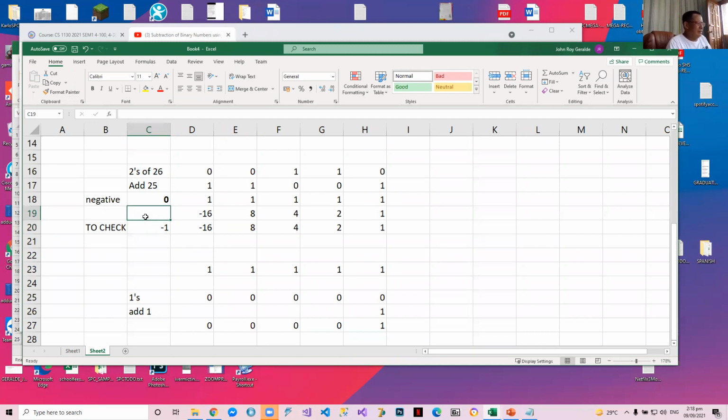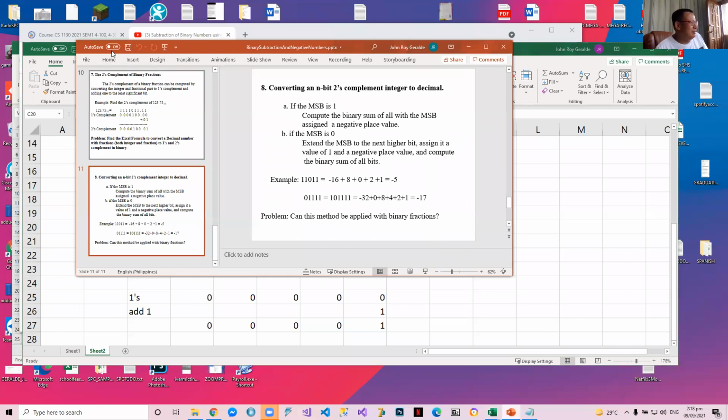The decimal value here is -1. This is 1111, but this is in 2's complement, so the decimal value is -1. Okay? So how do we convert a 2's complement number to decimal?